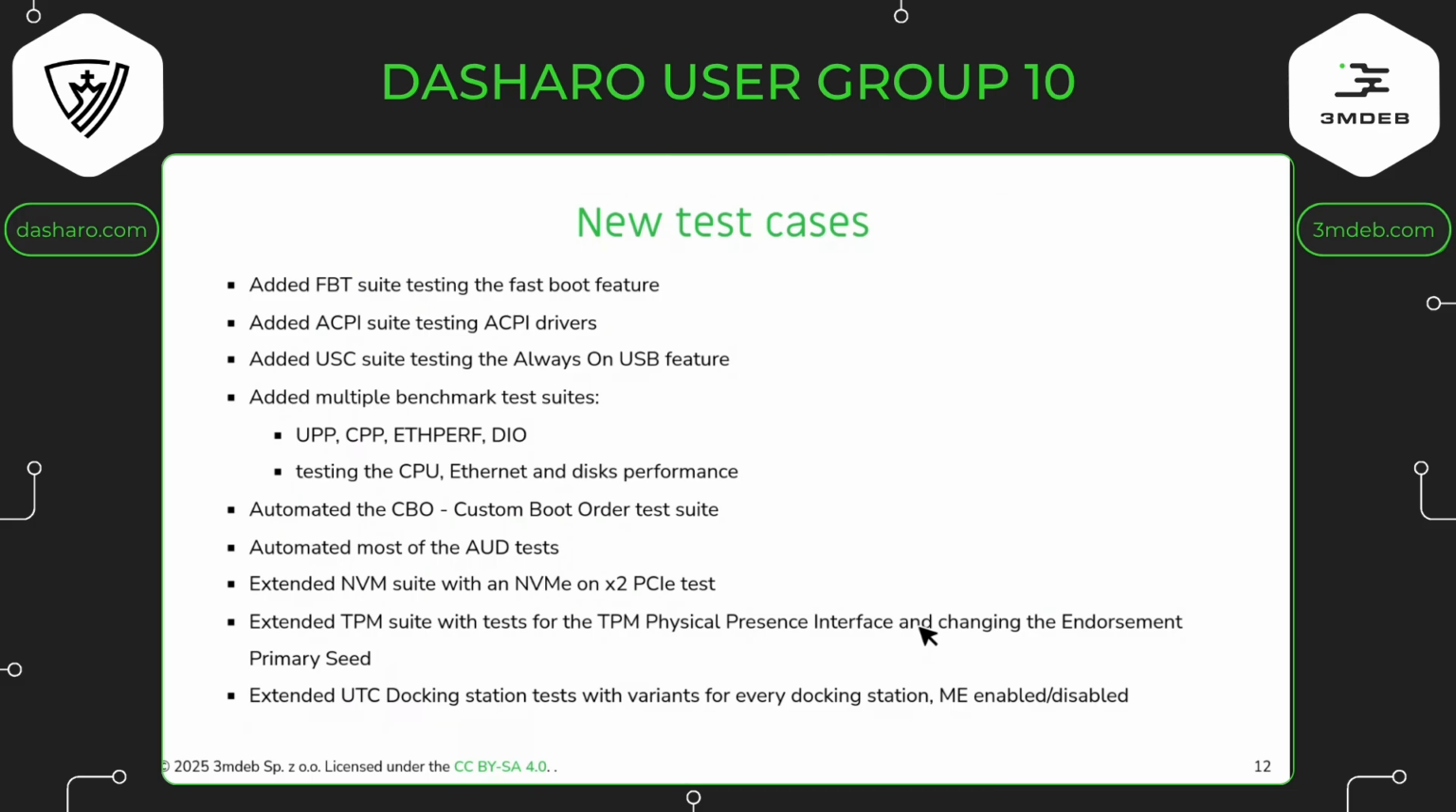The most interesting test cases added were the fast boot test suite, which tests the feature Piotr talked about earlier. We've got a new test suite for testing ACPI drivers, USC test suite for testing the always-on USB feature, and since the last presentation, we've added multiple benchmark test suites. UPP and CPP are two test suites that test the performance of the CPU. We've got ETH-perf, which tests the performance of Ethernet network connections, and VIO, which tests the speed of the disks.